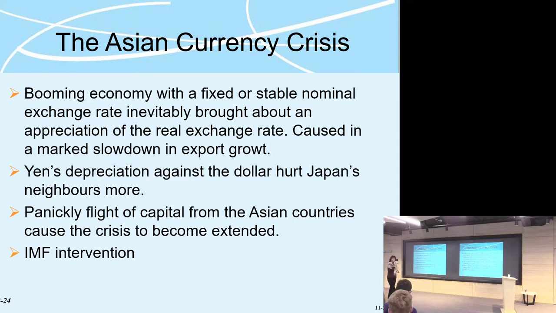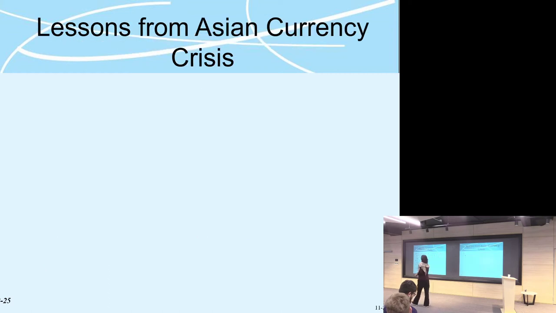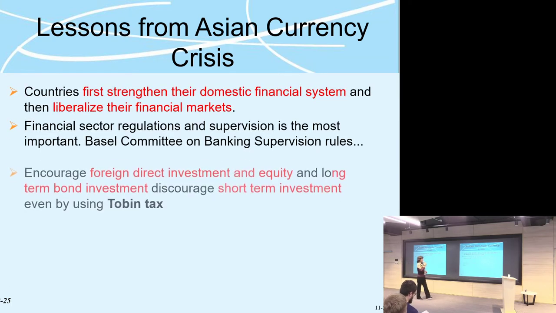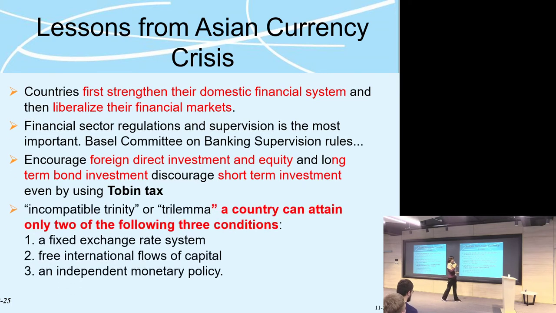And the United States didn't really see that this would have any significant impact on the United States, and for that matter the rest of the world. However, we actually did realize that the crisis that started in Thailand had a domino effect, or a contagion effect, and then it spread to South Korea and to some other parts of Southeast Asia. Now, here are some of the lessons that we learned from this Asian crisis.